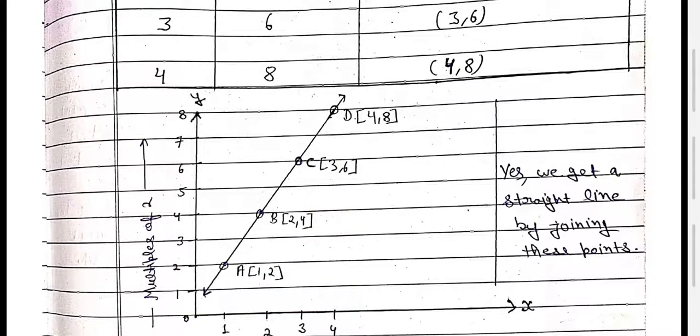When you plot these points you will get A, B, C, D. Now just join them. What will you get? You get a straight line. So you have to write: yes, we get a straight line by joining these points.